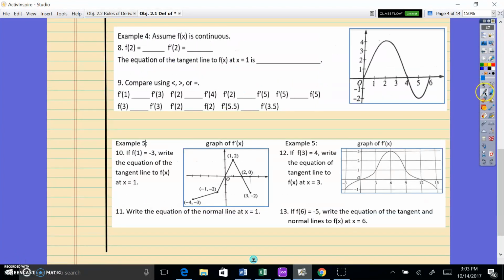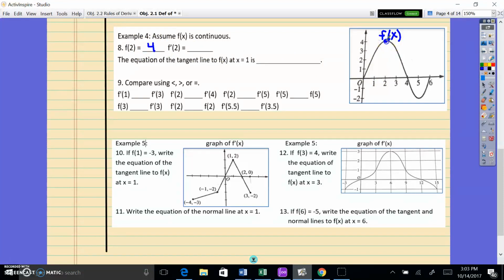Okay, in this example, I didn't label this graph, so it's important that you label it f of x. That makes a difference what it is, and you'll see in the next example it's the derivative. This is just f of x. So if it wants f of 2, that is 4.